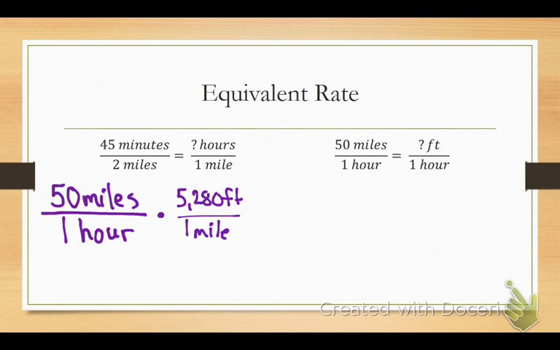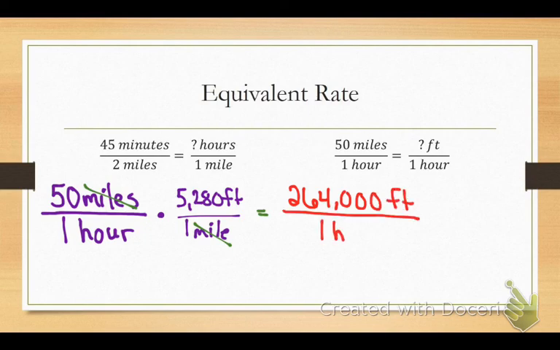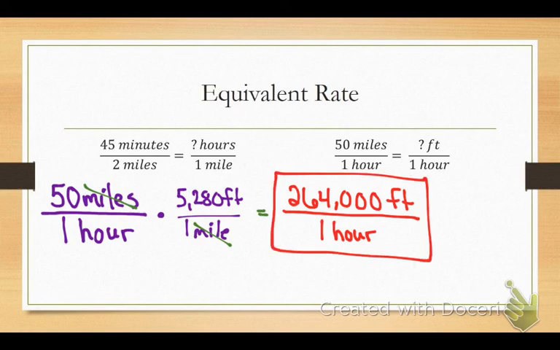No. Why did you write mile on the bottom? Because it wants to be on the bottom, so you can cross cancel it. Now you multiply them and you get 264,000 feet in 1 hour. I get 50 miles an hour in 1 hour.